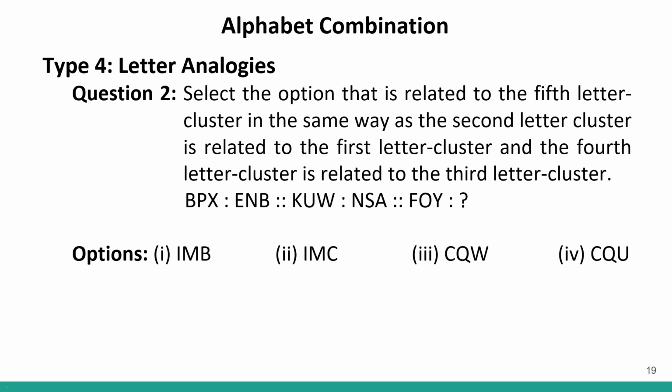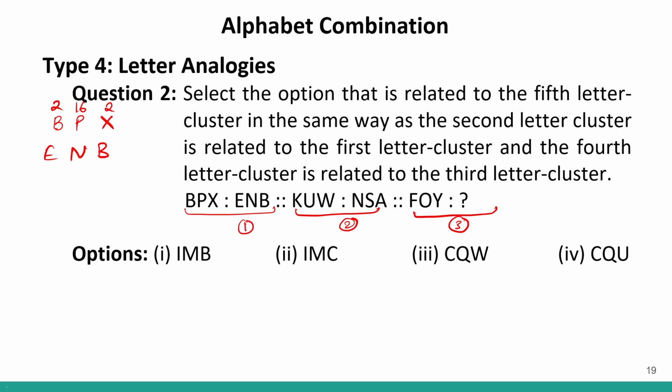Moving on to question number 2. We have first pair, second pair, and we have to find the missing element in the third pair. So we will use the same steps. First, identify the logic used in pair 1 and 2 and then use the same logic for pair 3. So let us check for BPX and ENB. B, P, X, E, N, B. So B is 2, P is 16 and X is how much?